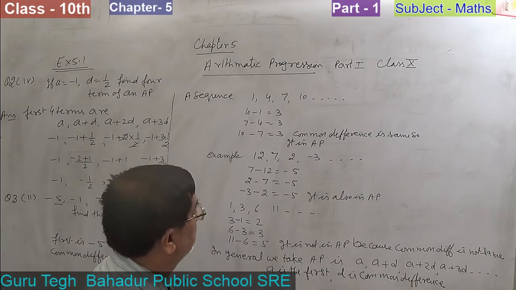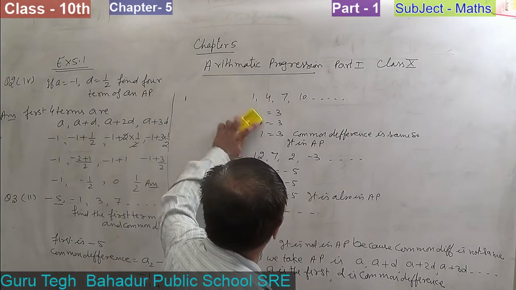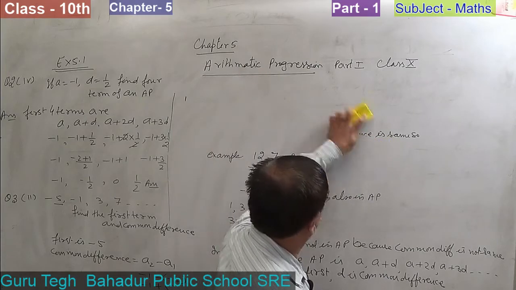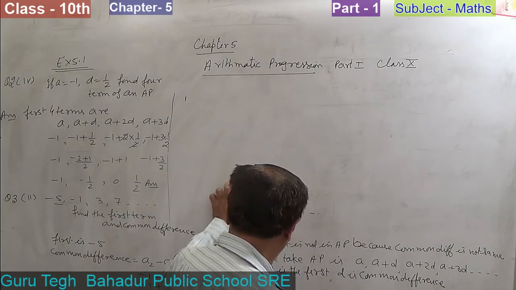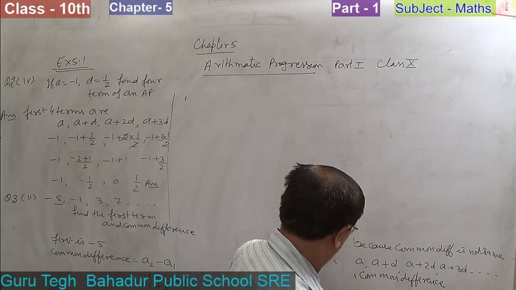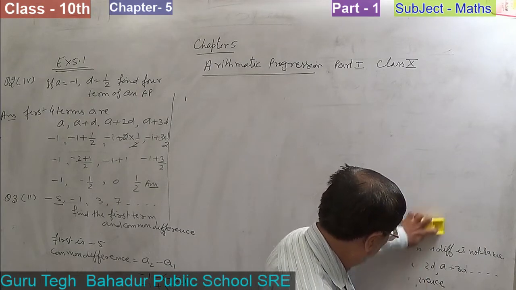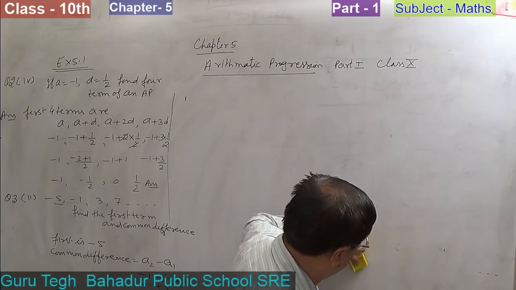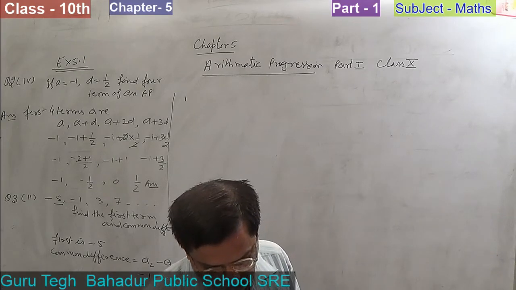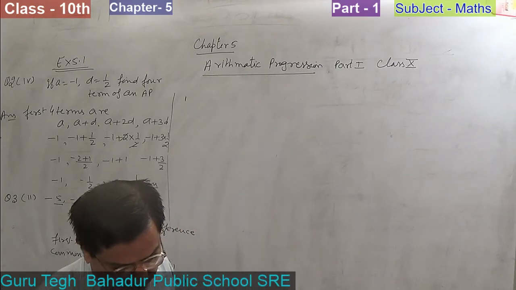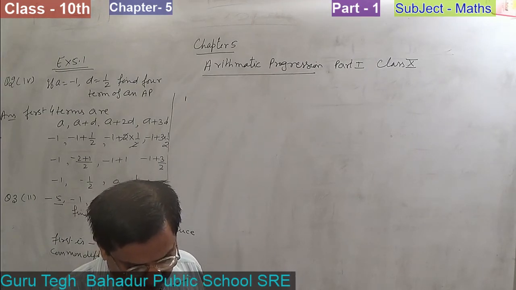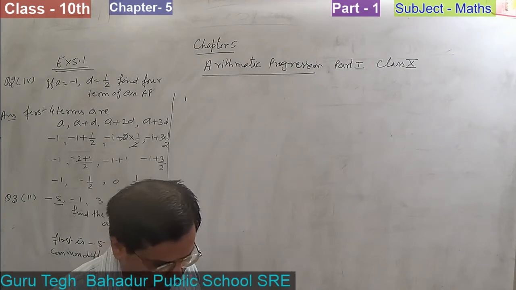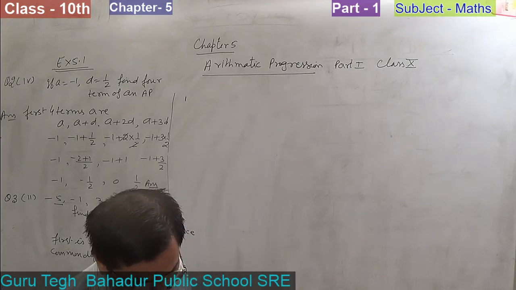Now see question number 4. Which of the following are APs? If they form an AP, find the common difference and the next 3 more terms. Let us see question 4, fifth part.